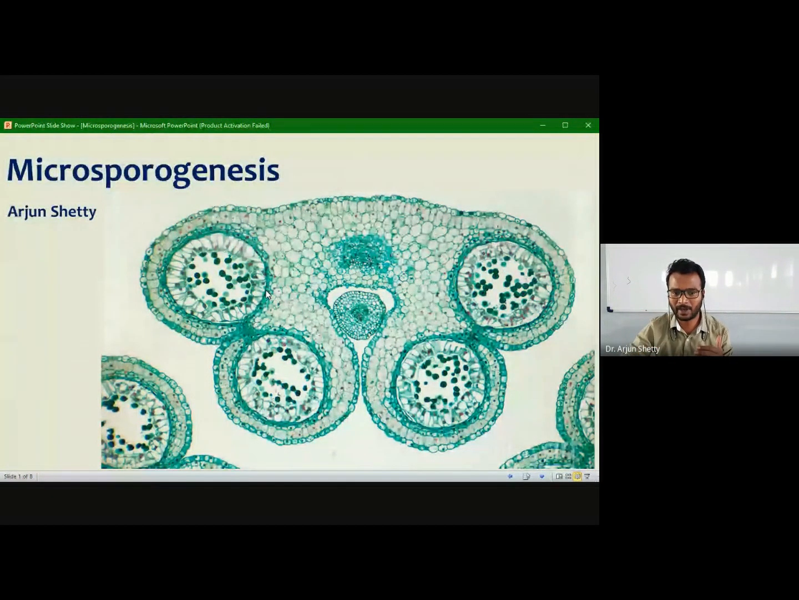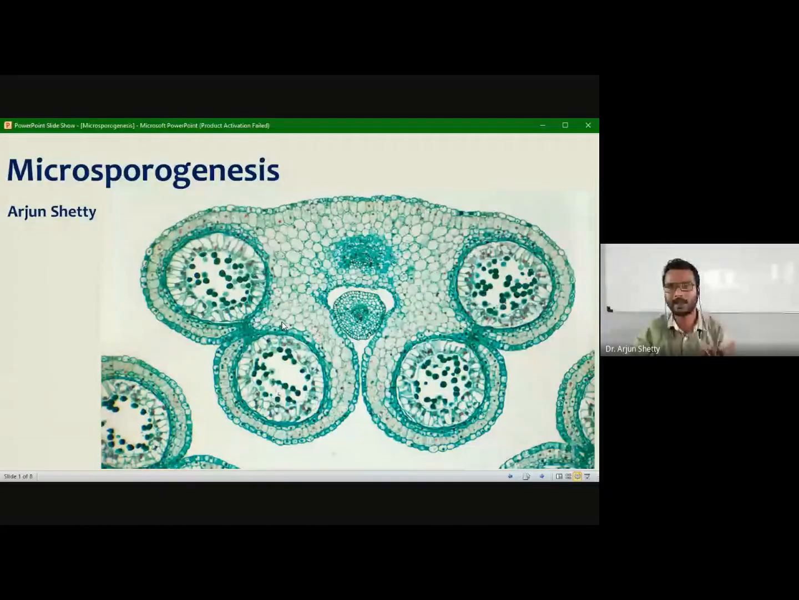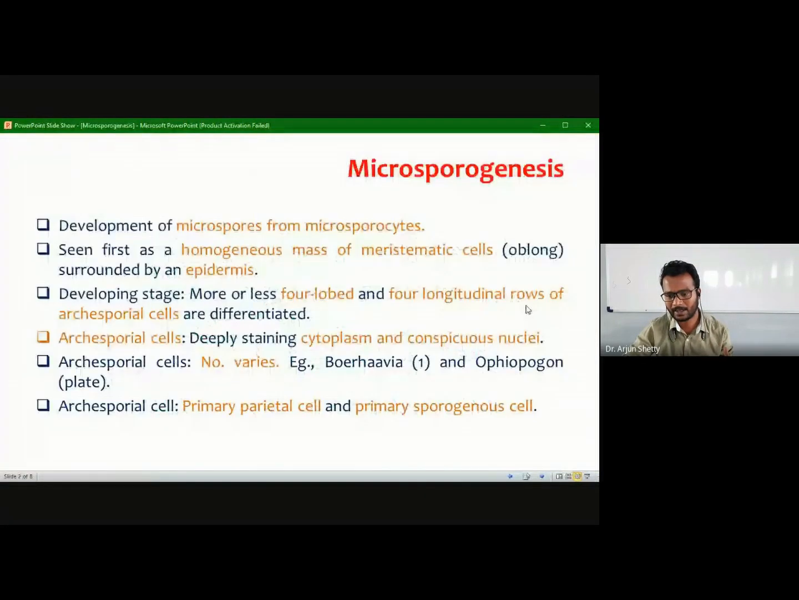The formation of these four chambers, or locules, is just because of the activities of the archesporial cells. Fine, and we'll go to the next one. You can see that there are only four archesporial cells in this particular image.